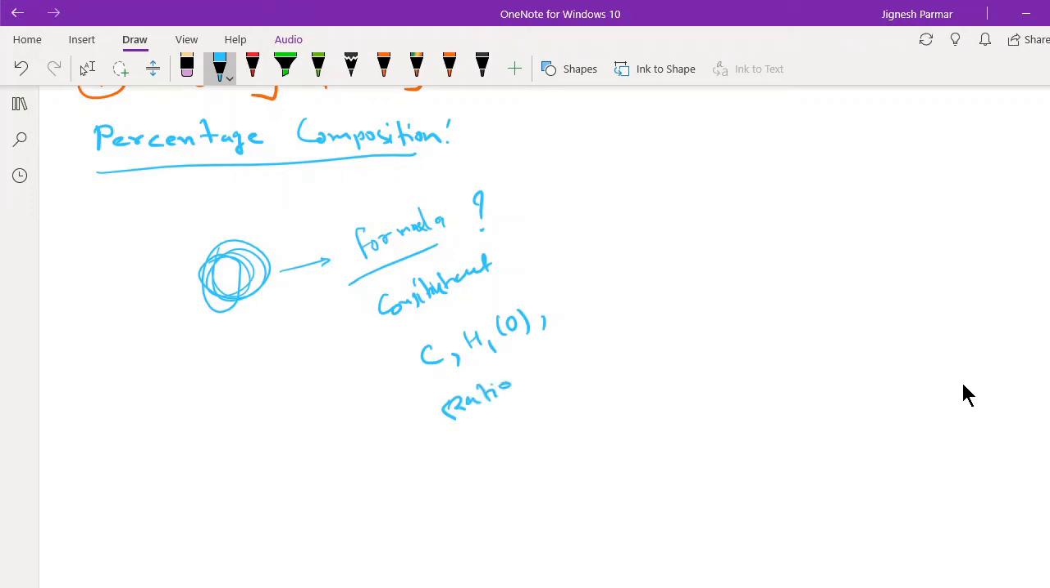So what exactly happens? This concept, percentage composition, helps us even check the purity of a known compound as well. In industry, if you prepare some compound, let's say a tablet, which we call PCM, actually it is called paracetamol.